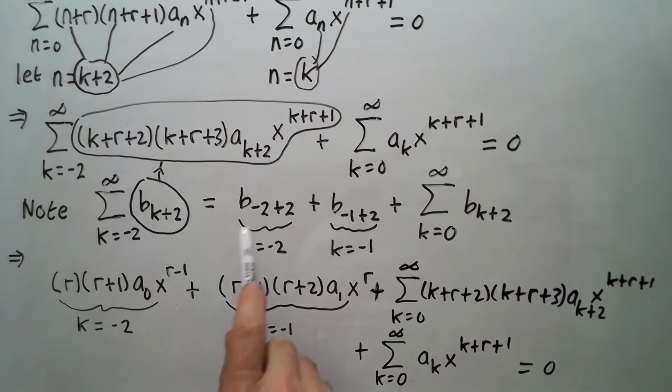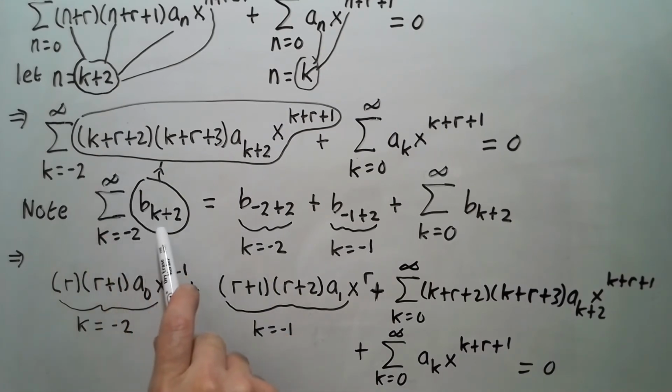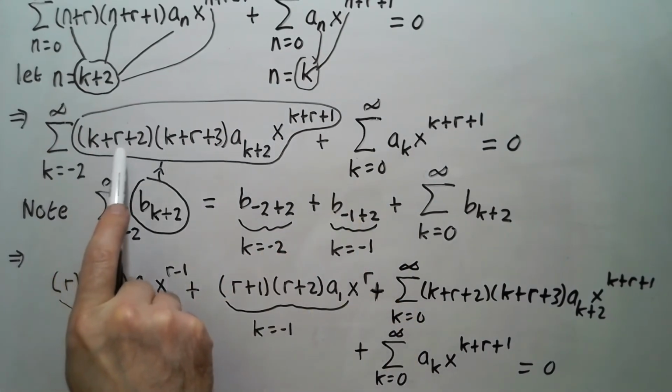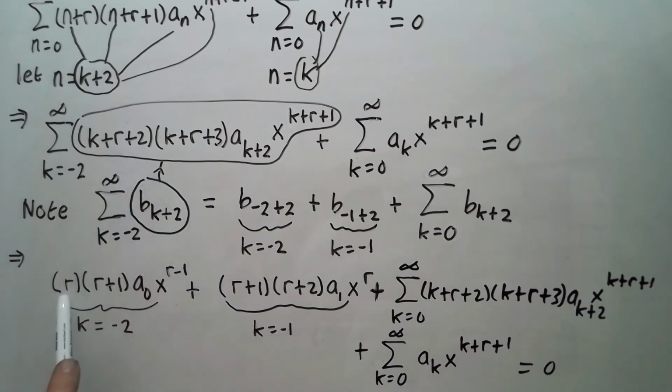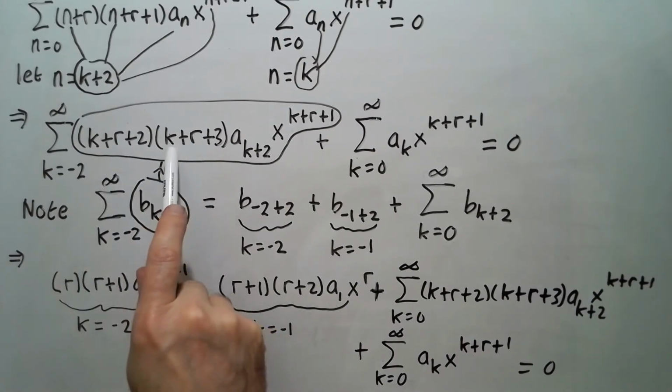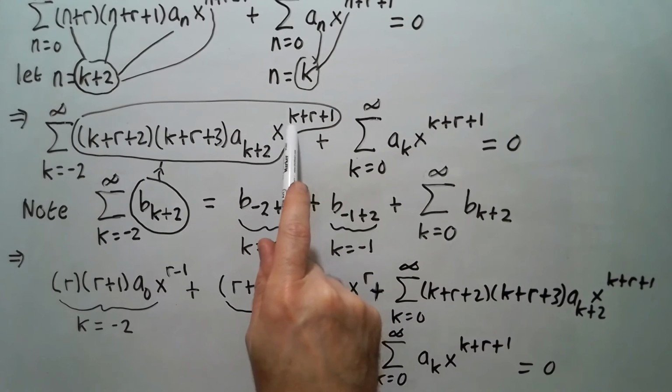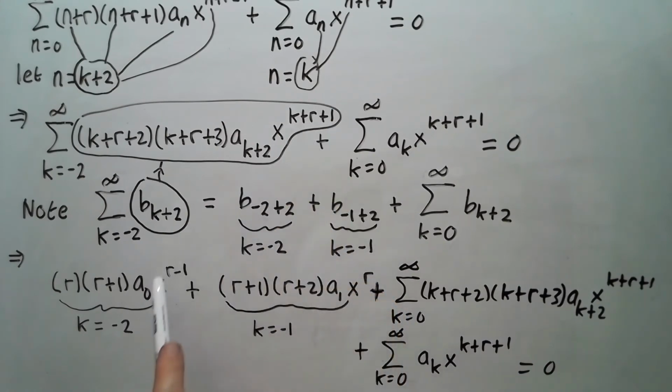Okay, so thinking of the b of k plus 2 as this whole thing, we're going to put minus 2 into it first. So putting minus 2 here will be minus 2 plus r plus 2, so it'll just be r. And putting minus 2 here, it'll be minus 2 plus r plus 3, so it'll be r plus 1. Putting minus 2 here will be a 0. Putting minus 2 here will be minus 2 plus 1, so it'll be r minus 1. So that's the k equals minus 2 term, like we have here.